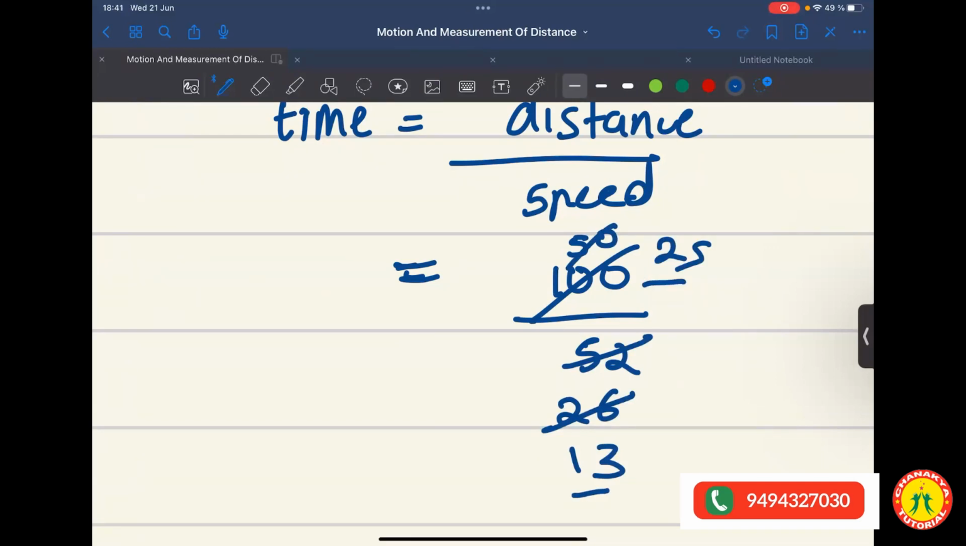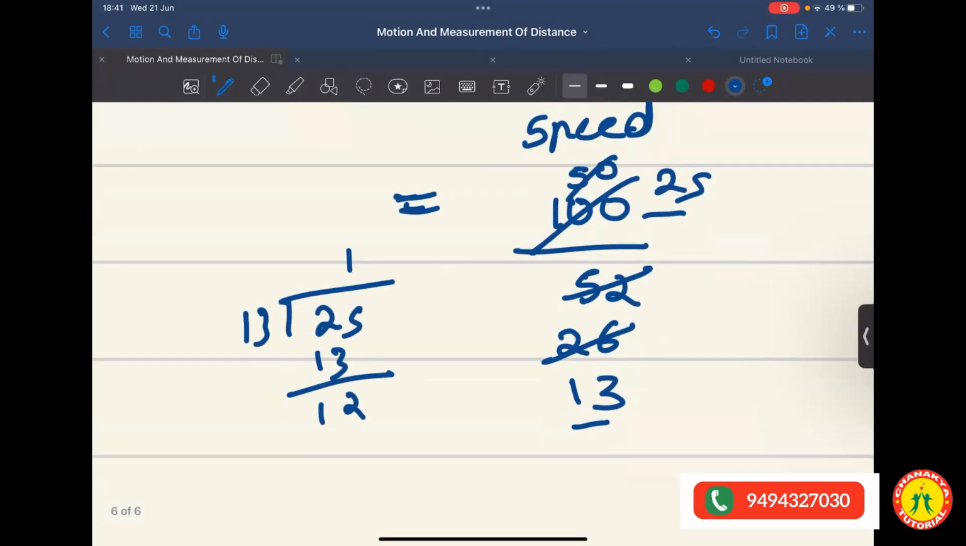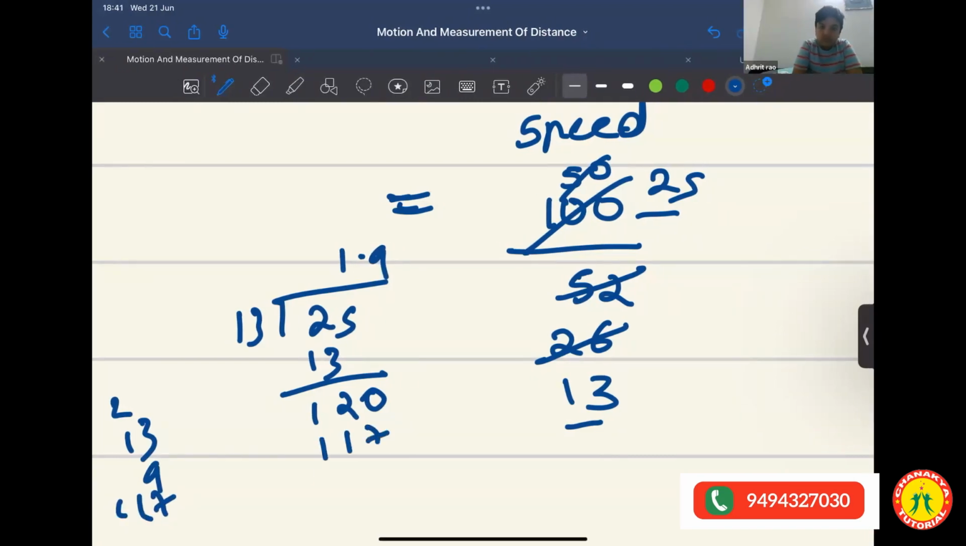You cannot divide. It's not divisible by any common number. Is 25 and 13 divisible by any common number? No, ma'am. So you're going to do the normal division. 13 ones are 13. 13 nines are 117, which is somewhat close. So you can bring nines are 117.